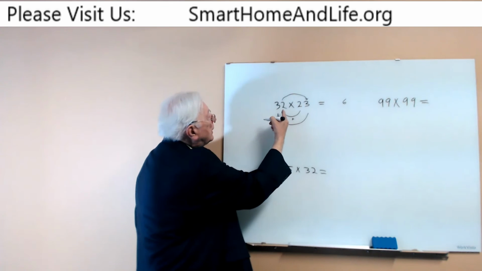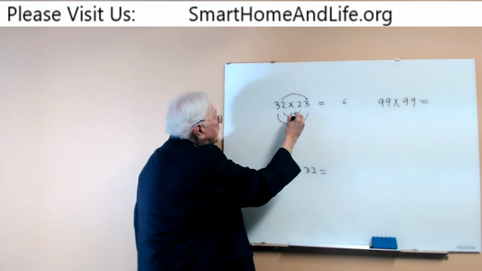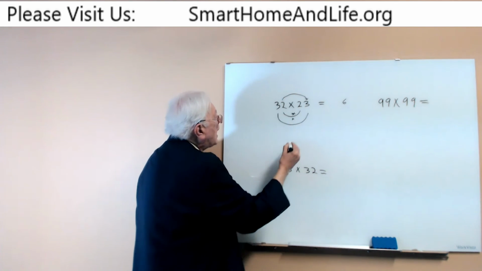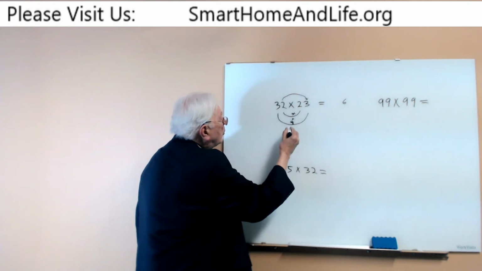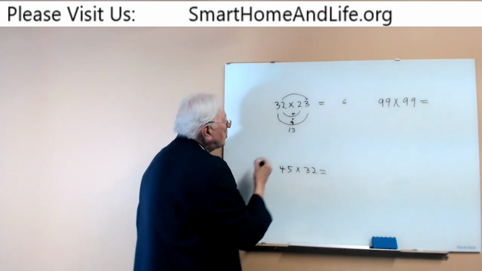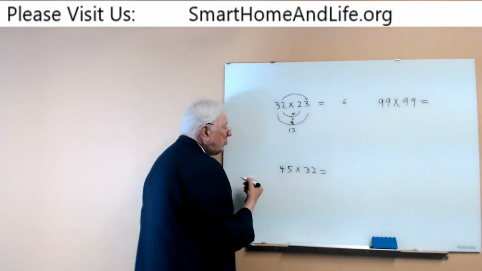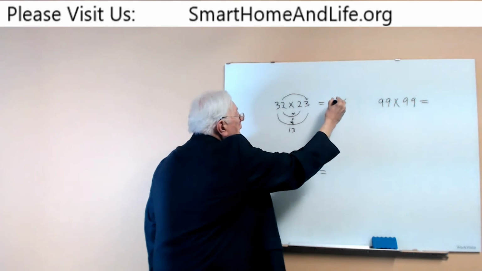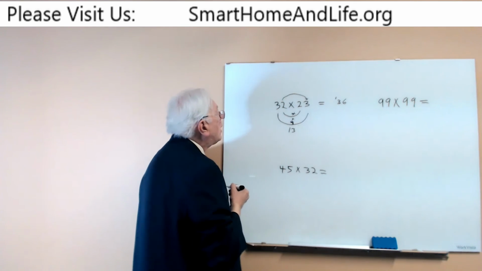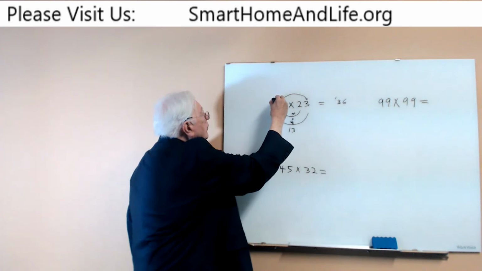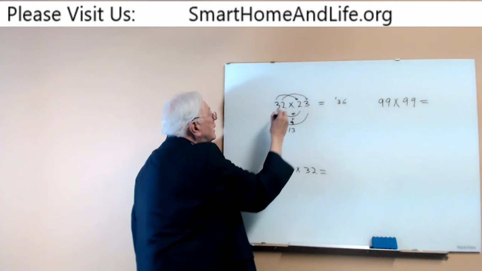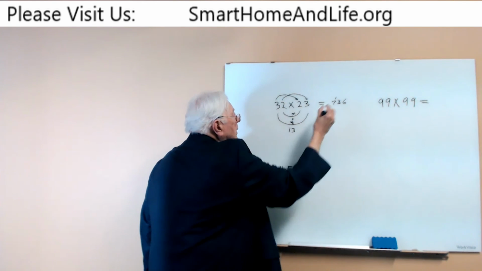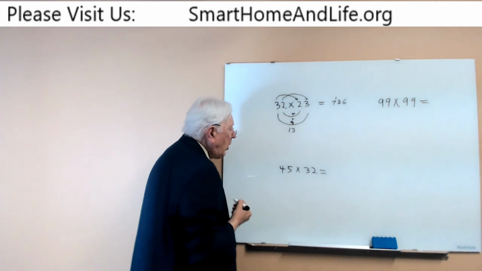But let's look at the inner product. 2 times 2 is 4, and the outer product, that 3 times 3 is 9, and so when you sum that up, you get 13. Okay, so we put the 3 here and carry a 1. And now we look at the product of the leading digits. That would be this here. 3 times 2 is 6, and add 1, that's 7. And that's your answer.